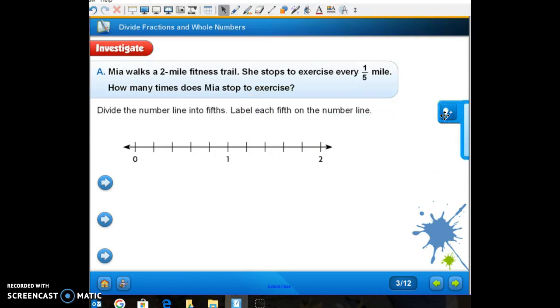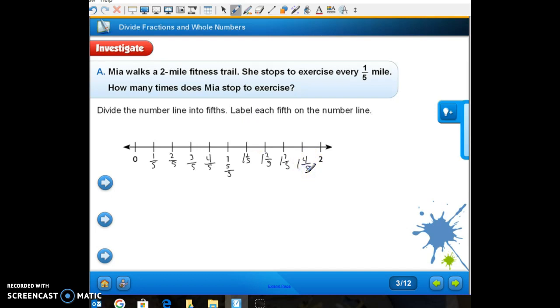Label each fifth on the number line. So take your pencil and label it. This is 1/5. Let's put it below so we can use the top later. 1/5, 2/5. You should be labeling your number line. 3/5, 4/5. 1 is 5/5, right? 1 and 1/5. 1 and 2/5. 1 and 3/5. 1 and 4/5.